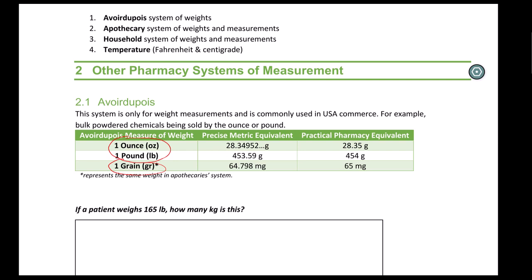Keep in mind that in these tables, I'm going to have the precise metric equivalent, and then I'm going to have the pharmaceutical practical equivalent. That's something that you would typically see in pharmacy when we're doing the calculations, which is this answer over here. The precise equivalent is something that you will usually see in manufactured products, but for the most part they are rounded to an approximate for use in pharmacy.